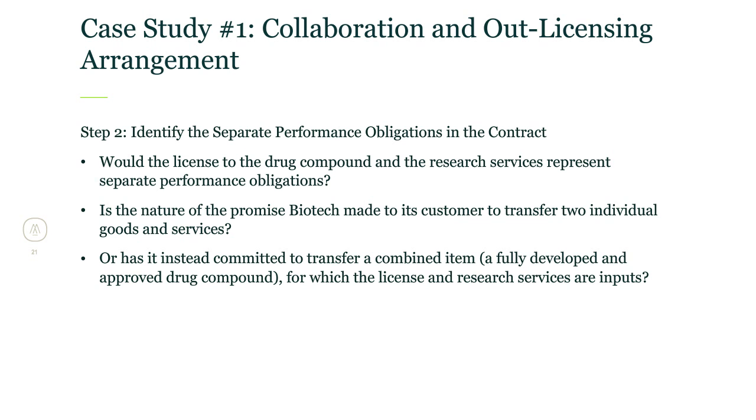The last bullet point there is: have you really committed to transfer the combined item? This is what we talked about earlier, an approved drug compound, or is it really two things? We've already said that a couple times, but it's important to highlight. As we think about the concept of being distinct, it really comes down to two things. One, does this benefit the customer on its own? Is it capable of being distinct? And two, is it separately identifiable from other promises, distinct within the context of the contract?